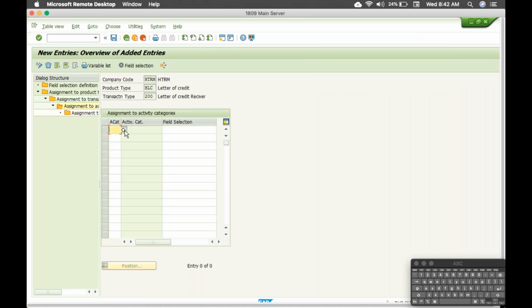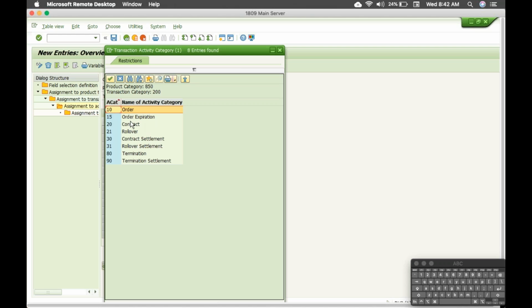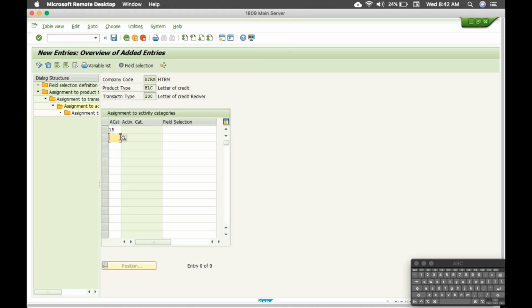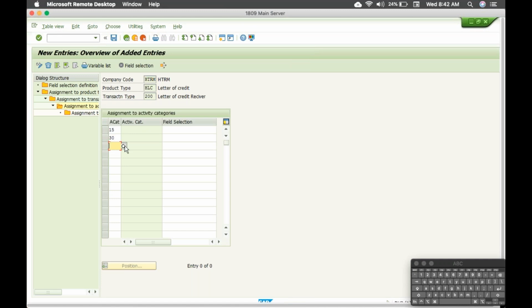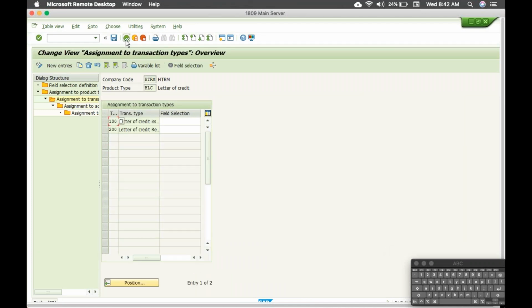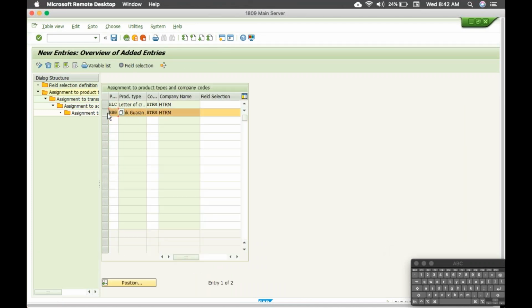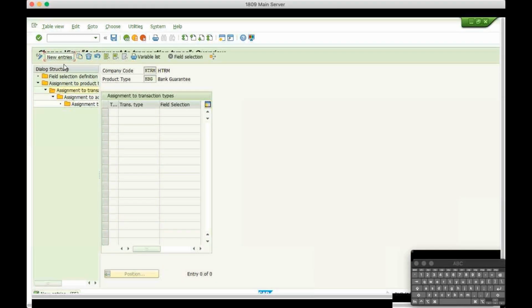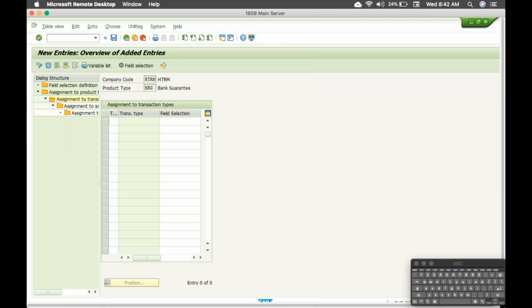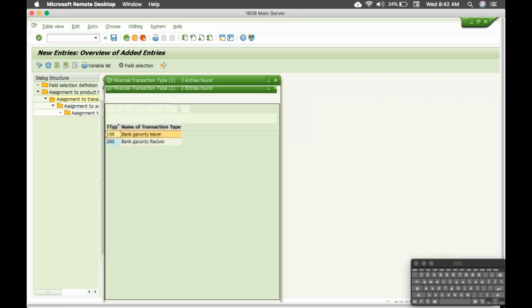In this case, order expiry, contract settlement, rollover settlement. Save it. Then come back again. Take the second product, assign transaction type. In this case also issuer and also receiver.